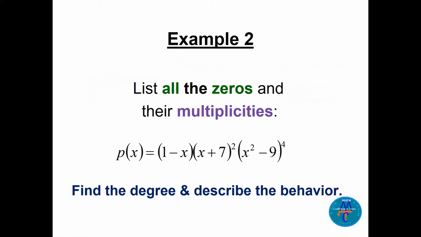New example: list all the zeros and their multiplicities. Here we have a function p(x) = (1 − x)(x + 7)^2(x^2 − 9)^4. Find the degree and describe the behavior.